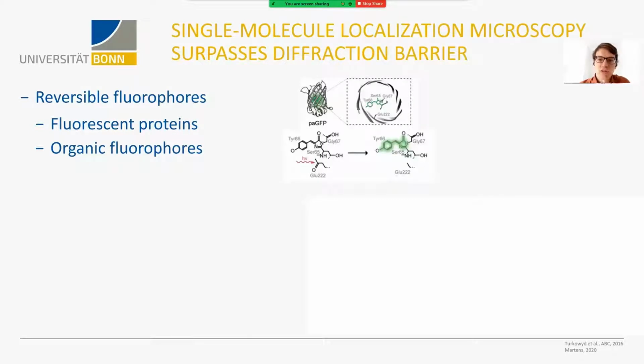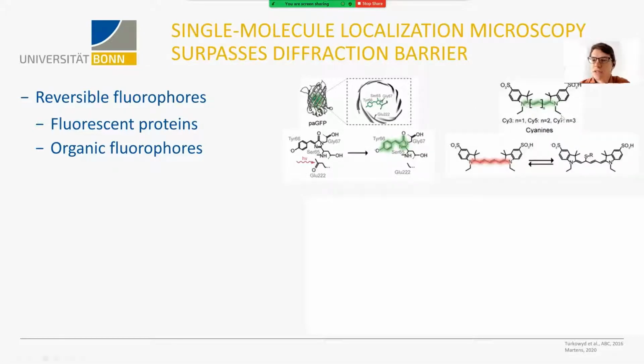First of all, fluorescent proteins, such as this photoactivatable GFP, where the chromophore is formed inside the barrel structure. Being photoactivatable means that by inducing this change, you can control how many of your fluorophores are turned on or off. Similarly, you can do this with organic fluorophores. For example, this cyanine, I think here it is size 7 at the bottom, where the addition of this sulfur group makes or breaks the conjugated system and thus induces fluorescence.